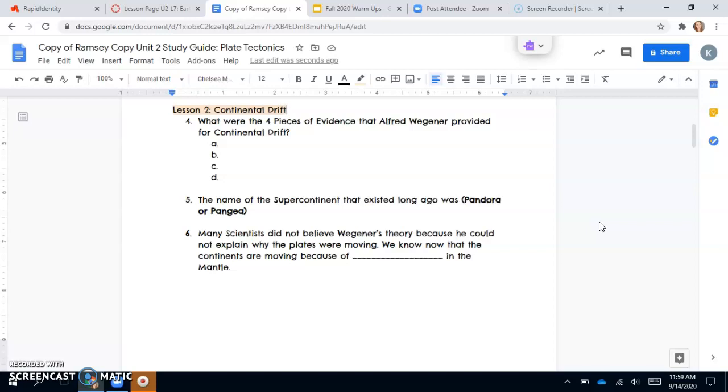So he had 4 main pieces of evidence that kind of showed us that continental drift was an actual concept. So what were those 4 things? Well, number 1 was puzzle pieces.